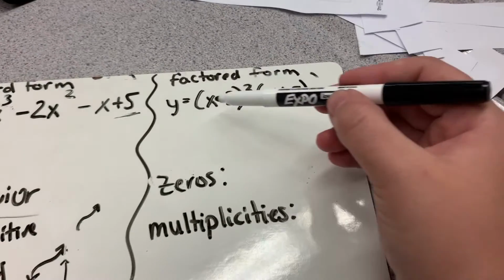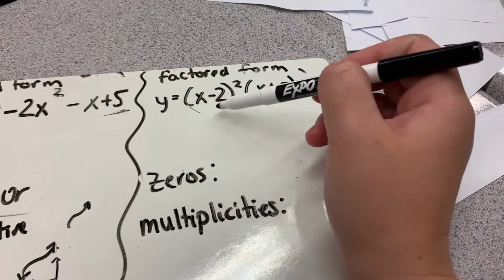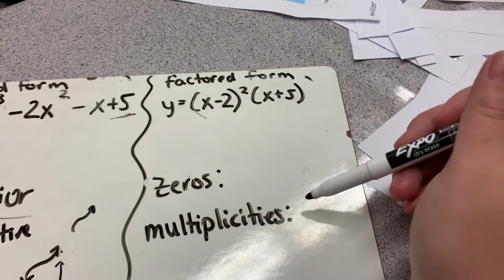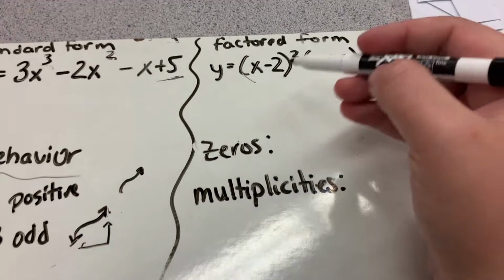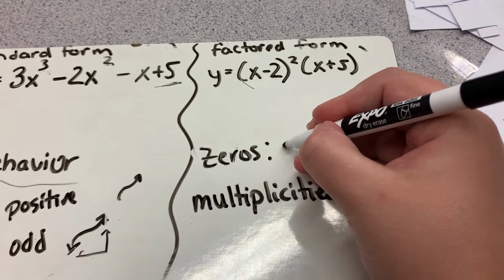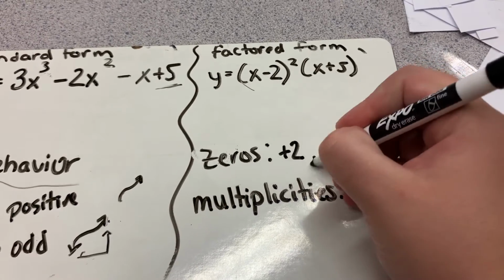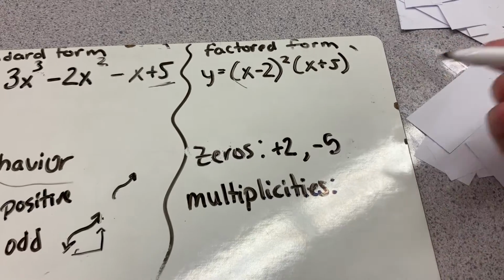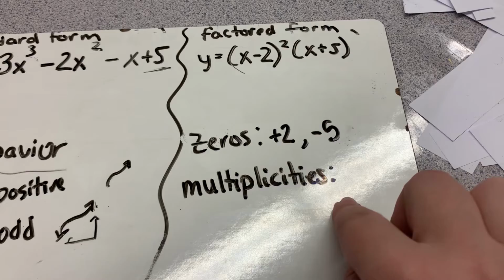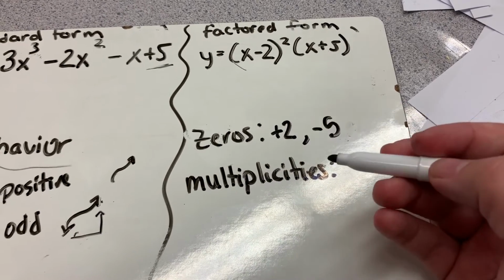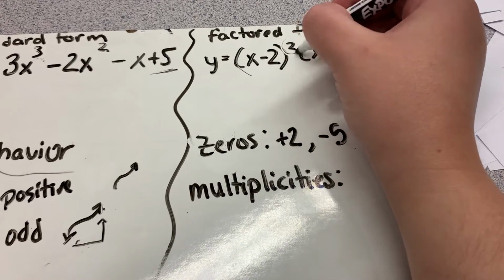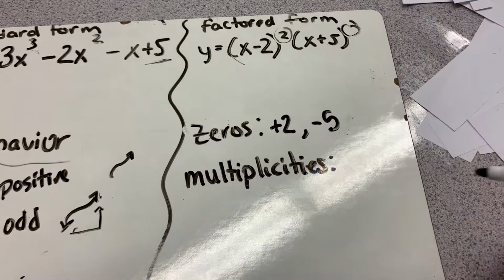The factored form is when you have your factors in parentheses, and I can find the zeros and the multiplicities of the graph. The zeros here, I would set to 0. So I would have positive 2 and negative 5 as my x-intercepts, or zeros. They mean the same thing. And the multiplicities is what the graph looks like at each of those intercepts. And I can tell that based on the exponents that are here.